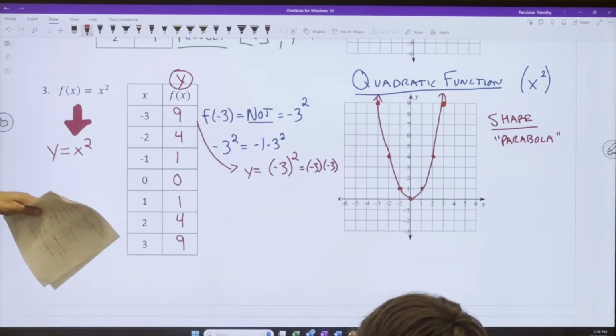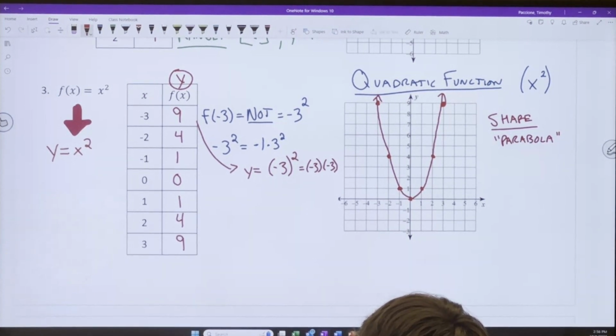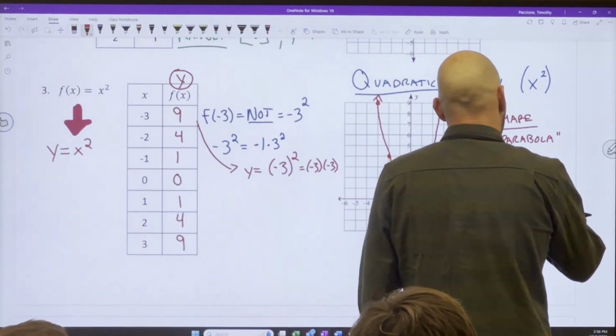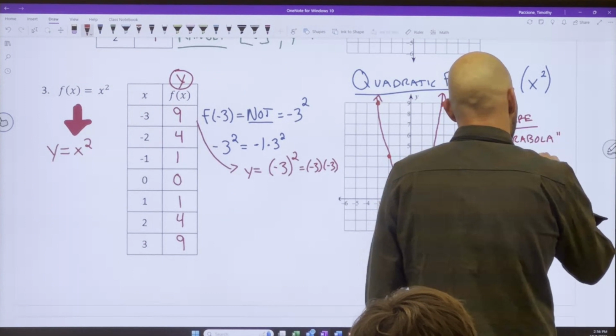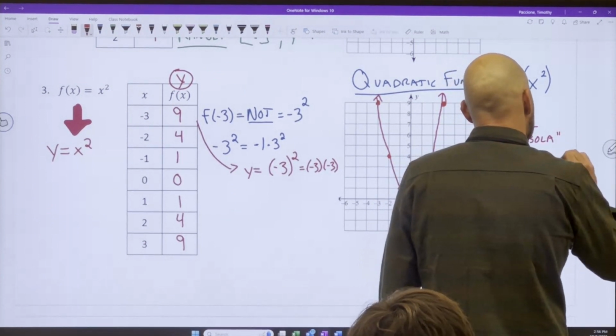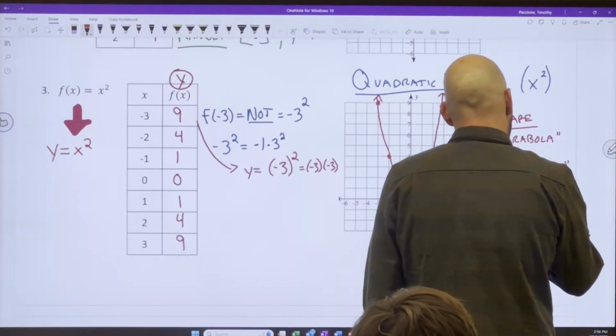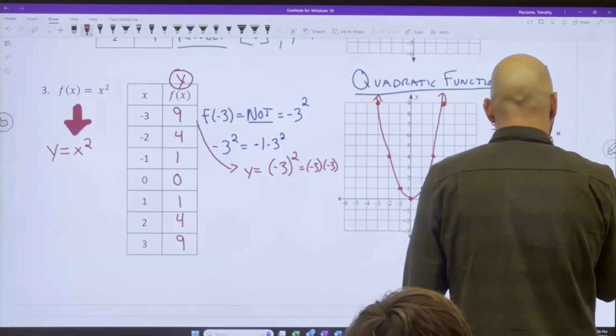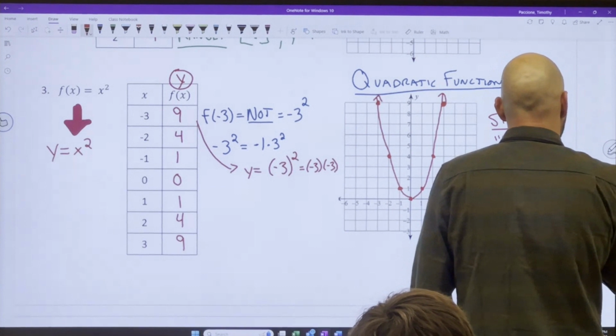Same on both sides. Symmetrical. A parabola is symmetrical. It means the same on both sides. Both sides of what? Of a line that goes down the middle, called the line of symmetry.